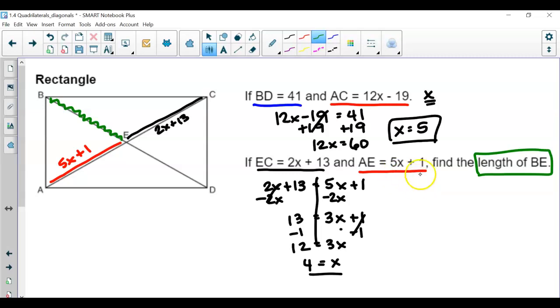If you were to plug in for AE, which is 5x plus 1, or 5 times 4 plus 1, AE is equal to 21. Same thing if you plugged into EC, you also get 21. So this section is 21. And then remember the rectangle, the diagonals are congruent to each other as well, which means what does BE have to be? 21.